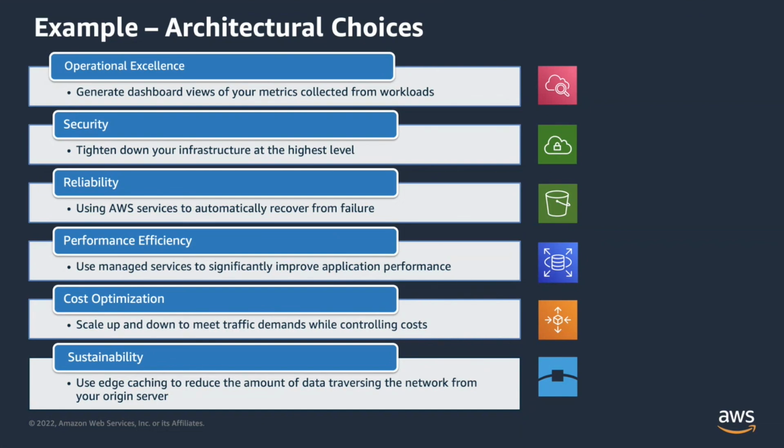Use edge caching to reduce the amount of data traversing the network from your origin server. This pertains to the network access of your customers based on the geography that they're in. If you know where your customers are located, leverage edge caching or edge locations to cache content, so that the network resources required to provide them the content they're looking for is reduced.